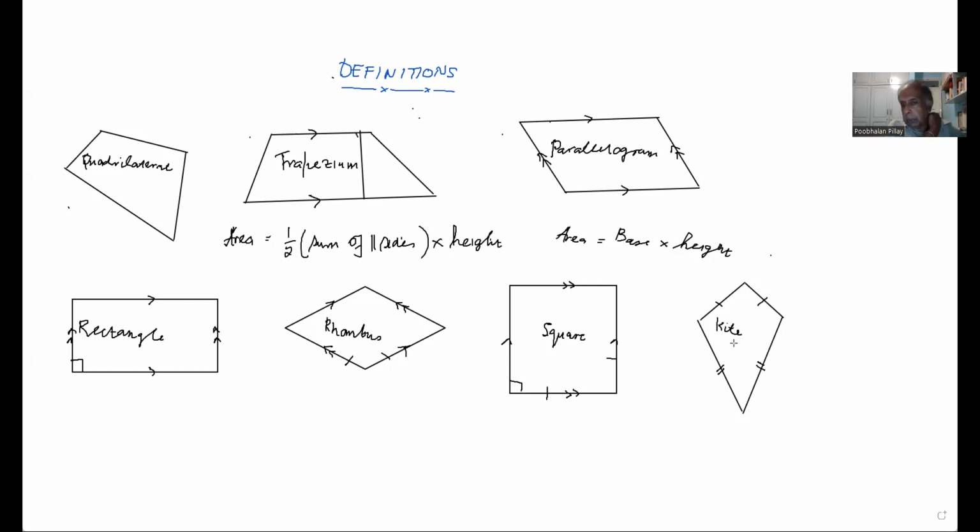And then the last one that we will talk about is a kite. A kite is not a parallelogram. It's none of the other ones, but it has a special property that two pairs of adjacent sides are equal. This pair of adjacent sides, adjacent means next to each other, and the other pair are also equal. So whenever you have that situation, you have what you call a kite.